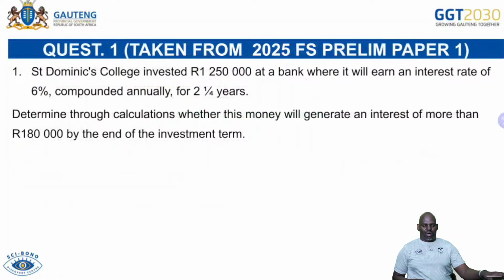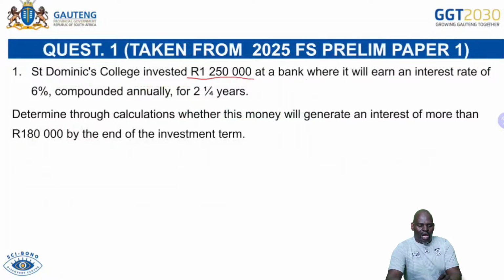Okay, now these are some of the questions that were taken from the recent prelim question papers from various provinces. The first question was taken from Free State prelim paper 1. It was number 1. St. Dominic's College invested 1,250,000 at a bank where it will earn an interest rate of 6% compounded annually.